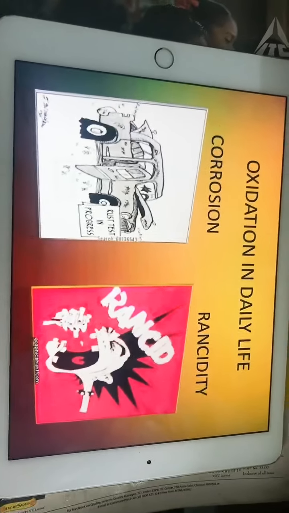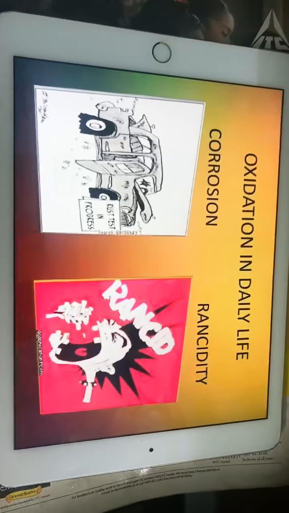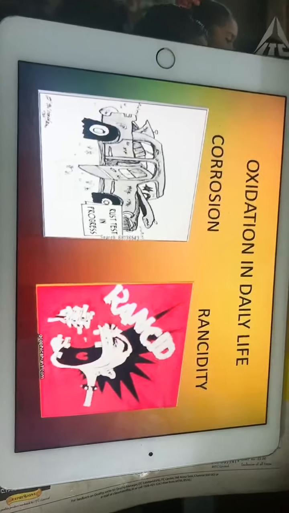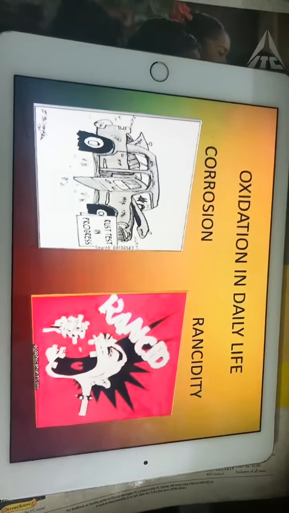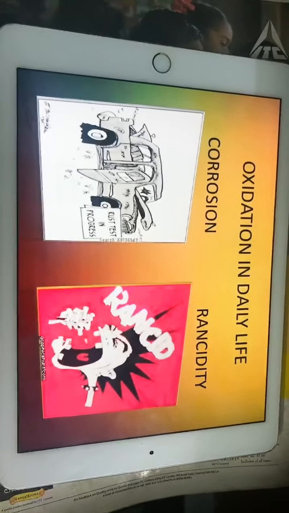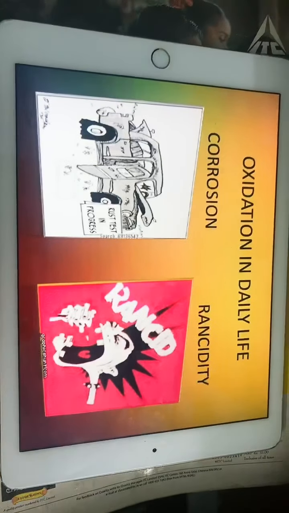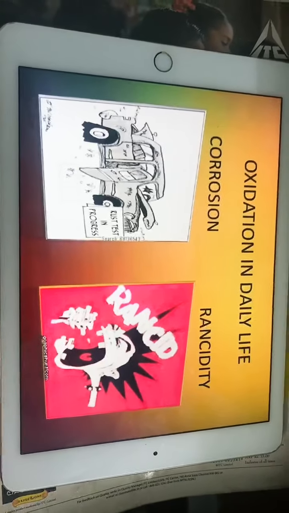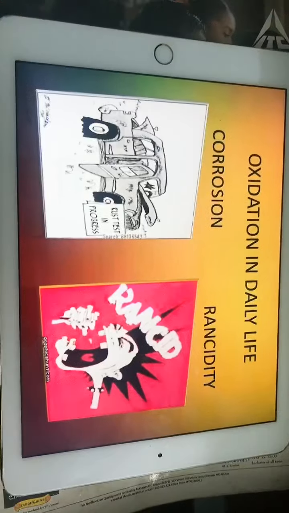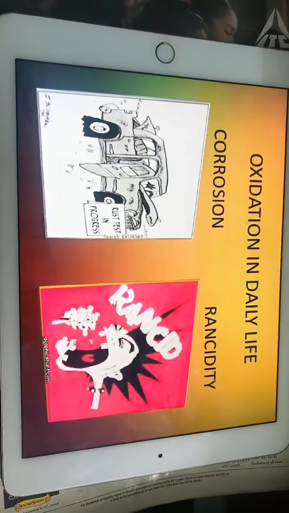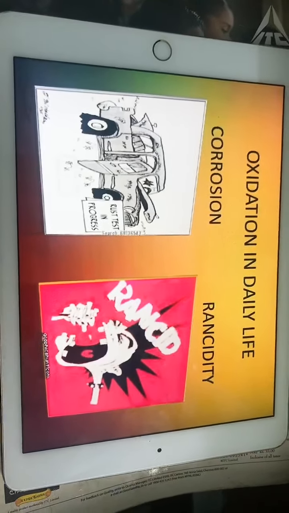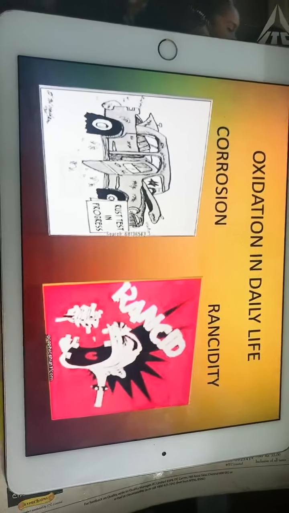Hello students, today we are going to start another topic of chapter Chemical Reactions and Equations, chapter 1, class 10th. So students, today we will start the effects of oxidation reaction in everyday life. As we know, in our daily life, we come across a large number of oxidation reactions.